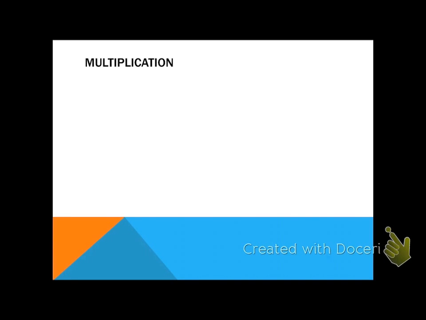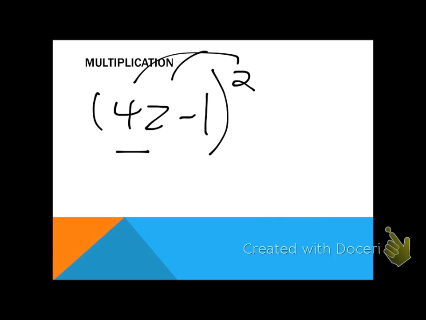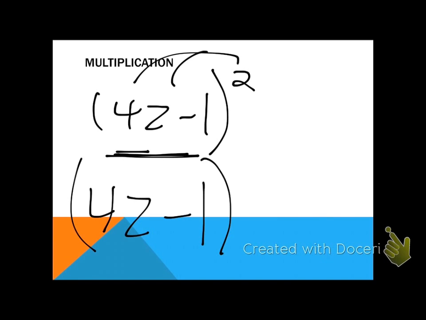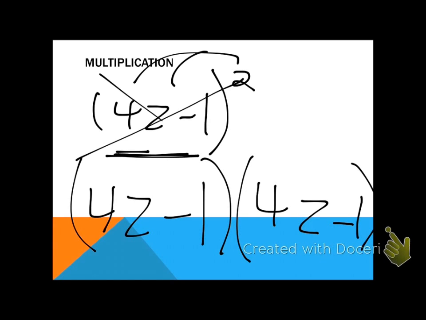Note in a problem, say (4z minus 1) squared, you don't distribute. This is the whole base. So it'd be (4z minus 1) times (4z minus 1), not distributing the 4z into the negative 1.